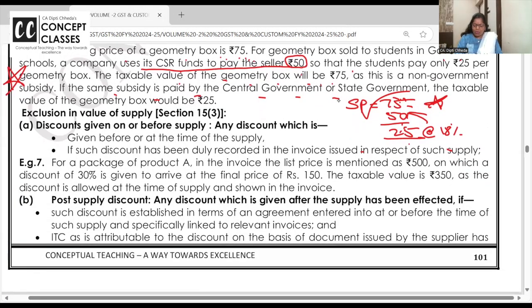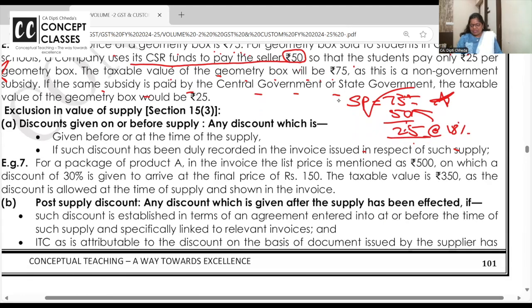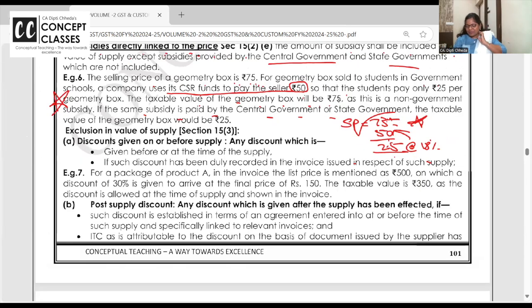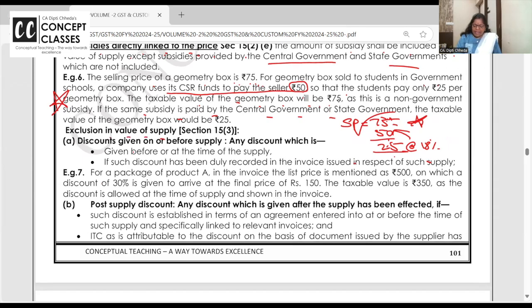Now is the most important part, which is so much asked in MCQs also. It's a very easy topic. I call it a popcorn topic. Don't miss revising it once more and you'll be done with it. Discounts are to be excluded. Now there are 2-3 types of discounts.